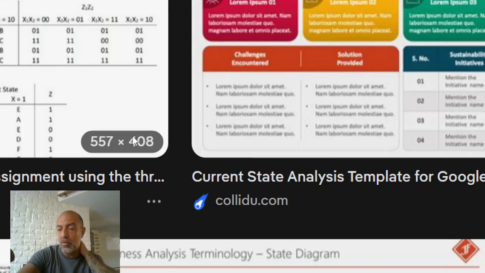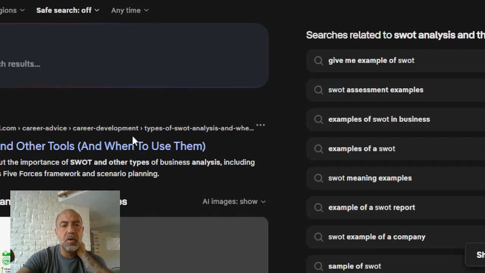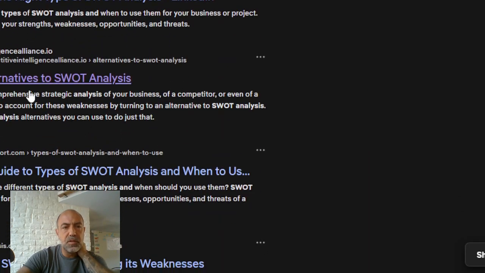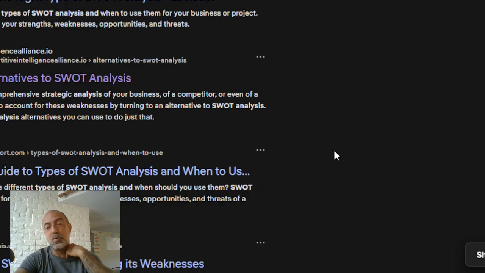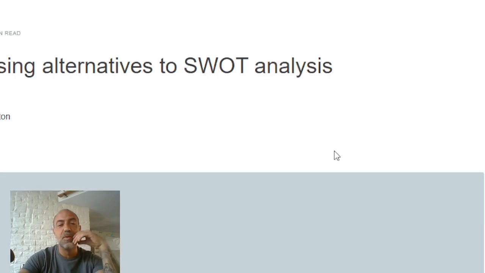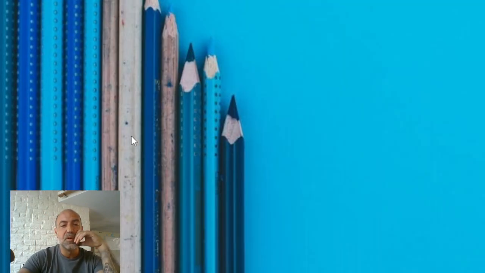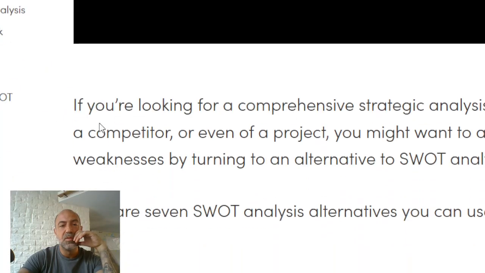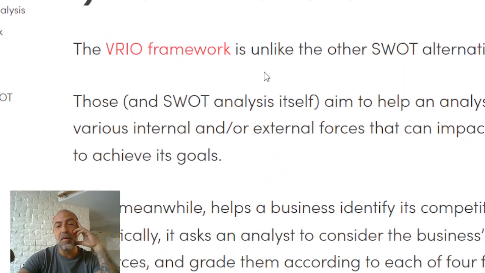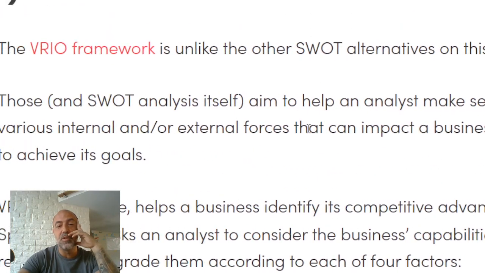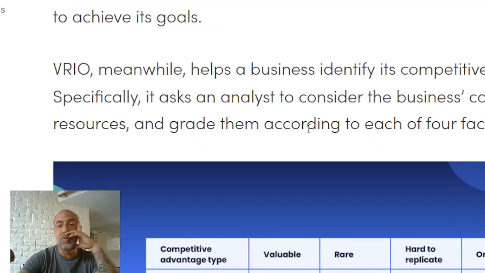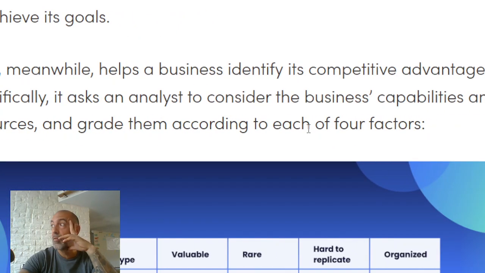Let's see what Google shows us. Come on, baby. There's SWOT analysis. Seven surprising alternatives to SWOT analysis. Let me read them for you. There's the VRIO framework. Unlike other SWOT alternatives on this list, VRIO helps a business identify its competitive advantage.